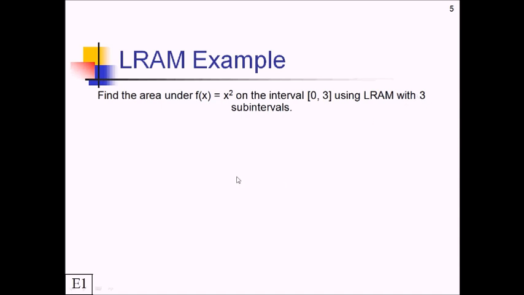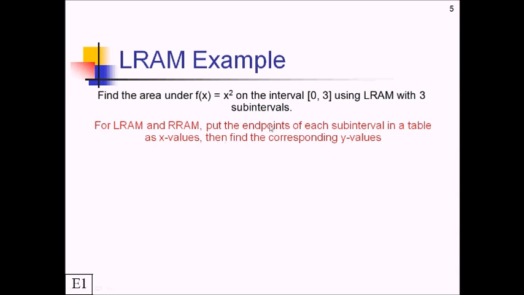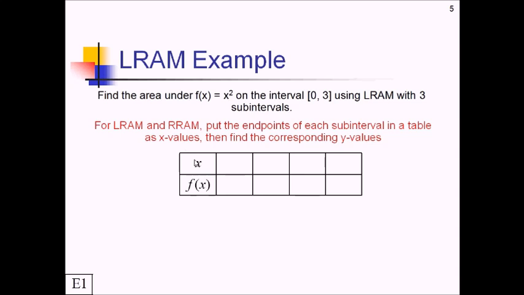So, using only 3 rectangles. Now for LRAM and RRAM, it's a good idea to start by putting the endpoints of each subinterval in a table as x values and then finding the corresponding y values. So for our x values, our endpoints of the rectangle, we have one rectangle going from 0 to 1, and then another from 1 to 2, and then the last one from 2 to 3.